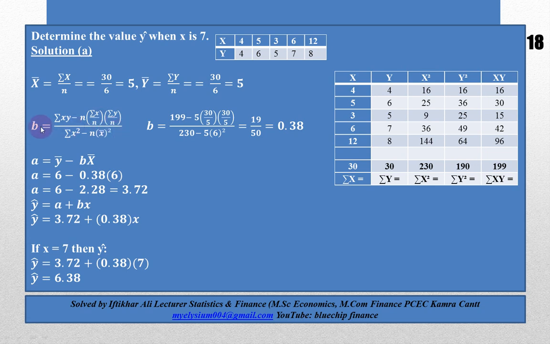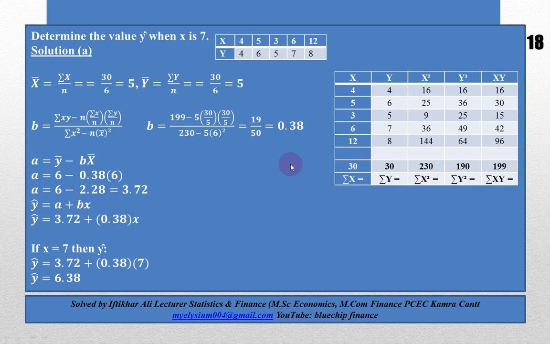Here alpha is equal to y bar minus beta x bar, and beta is equal to sum of xy minus n times mean of x multiplied by mean of y, divided by sum of x square minus n x bar whole square. So we need 5 different calculations: x, y, x square, and product of xy. And here are the given calculations.